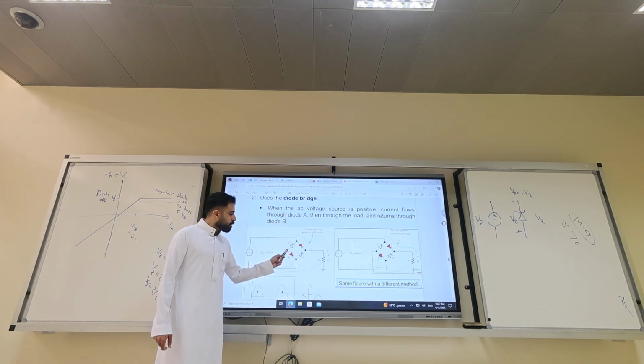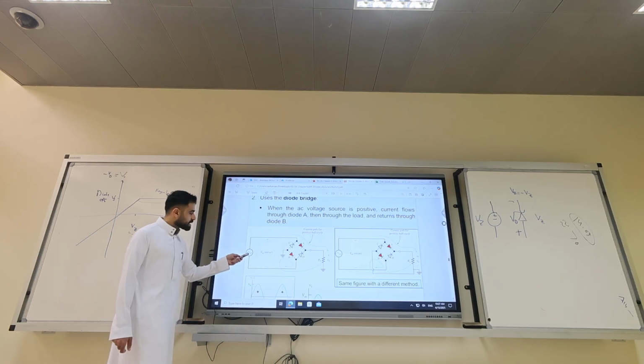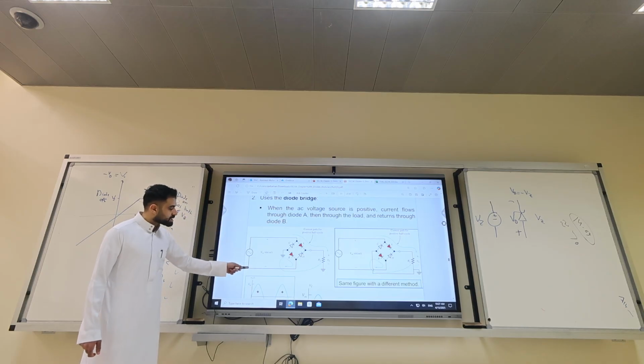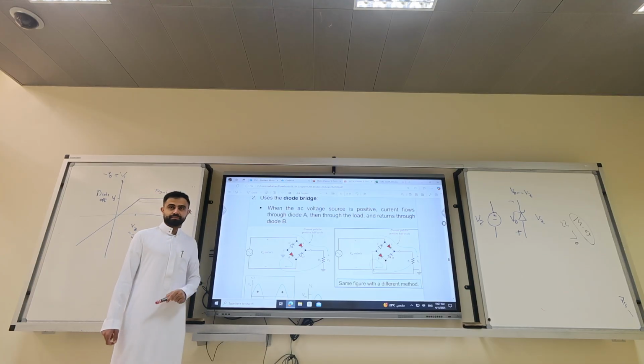This is still more positive. This is 0, this is negative. Is 0 larger than a negative? Yes. So this will turn on. It will go back to the source. Keep in mind the source here is not connected to the ground, the negative of the source. Ground is halfway between.